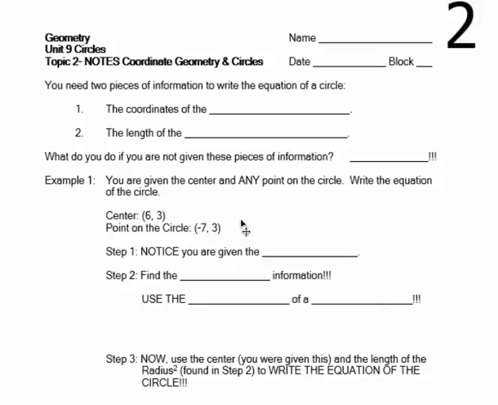All right, so whenever you're going to write the equation of the circle, you need two pieces of information. You need the coordinates of the center, (h, k), and you need the length of your radius, which is r. Remember the equation of the circle that we talked about in the last section.